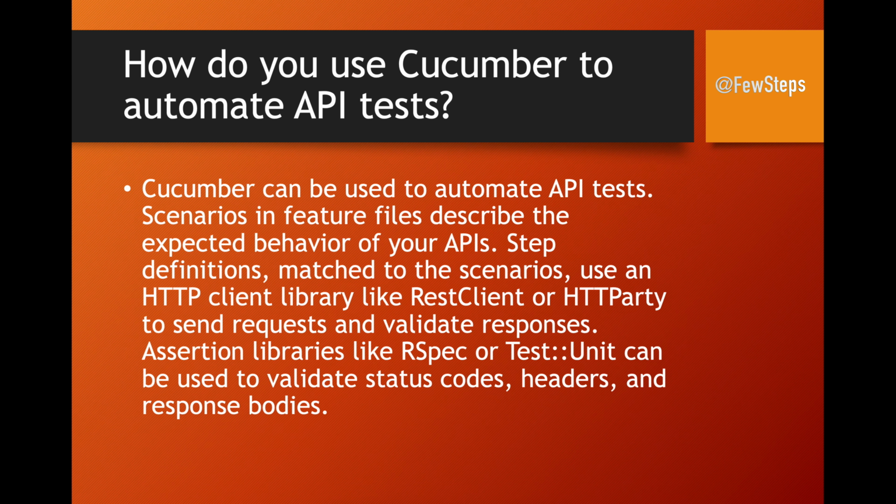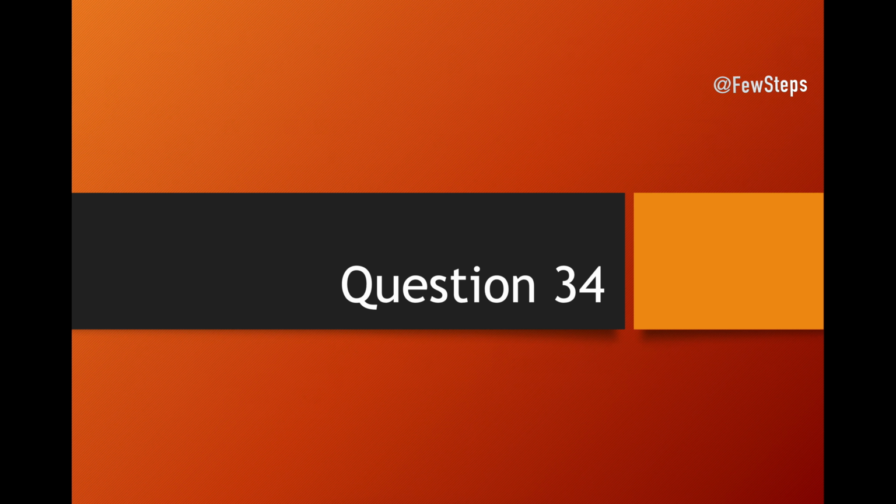Question 33. How do you use Cucumber to automate API tests? Cucumber can be used to automate API tests. Scenarios and feature files describe the expected behavior of your APIs. Step definitions match to the scenarios. Use an HTTP client library like REST Client or Faraday to send requests and validate responses. Assertion libraries like RSpec or Test::Unit can be used to validate status codes, headers, and response bodies.